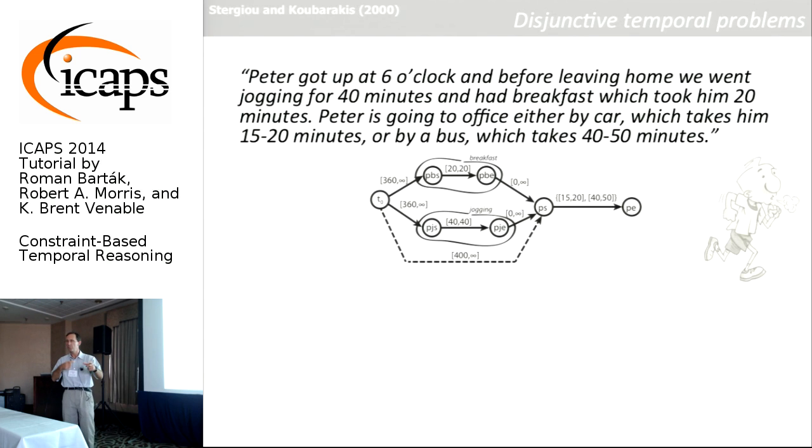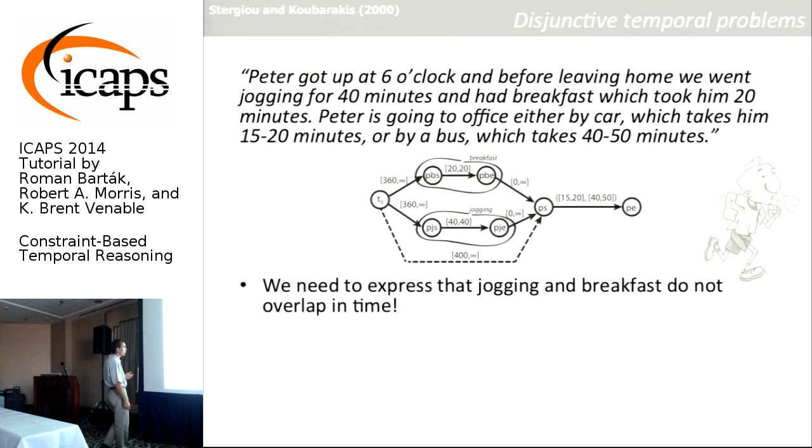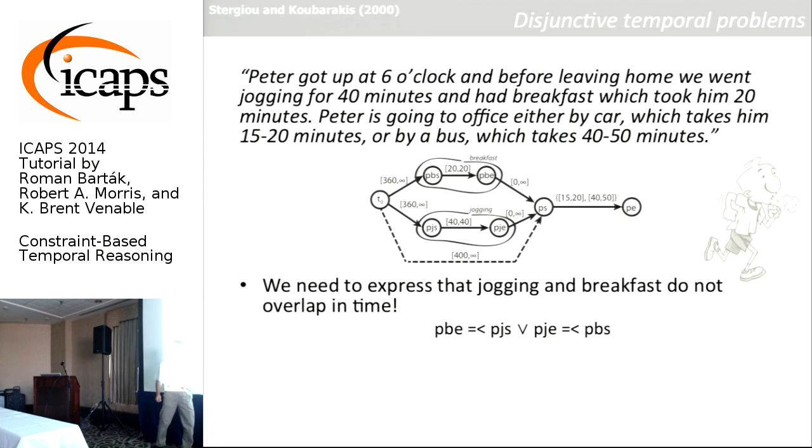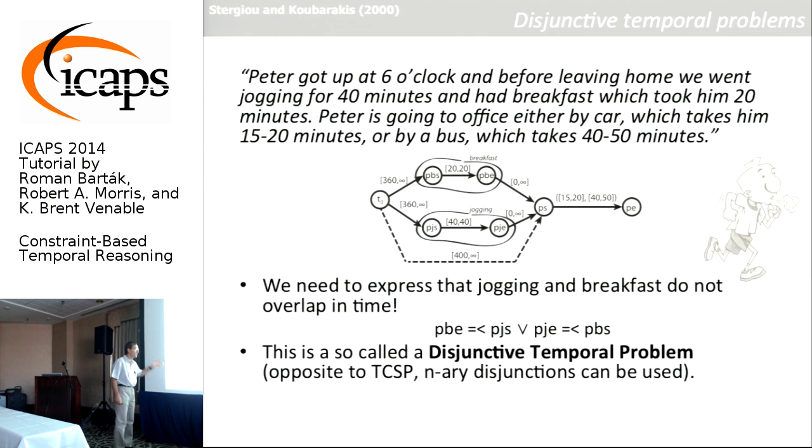So either I finish breakfast before jogging, which is okay, or usually we do it the other way, jogging before breakfast. So we need to express disjunction again, but if you look at this disjunction, it's not the same disjunction as before, because now we have 4 variables in that disjunction. In the temporal CSP, there were more disjunctions between the same pair of variables, right? So it's a more general disjunction, and this is called a disjunctive temporal problem. Right? How to solve this problem?